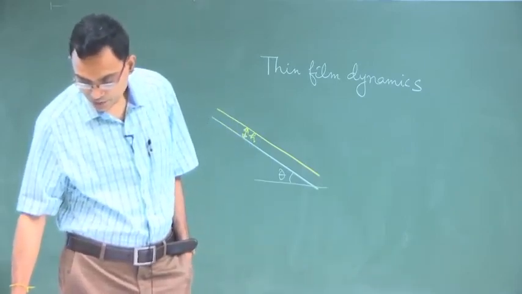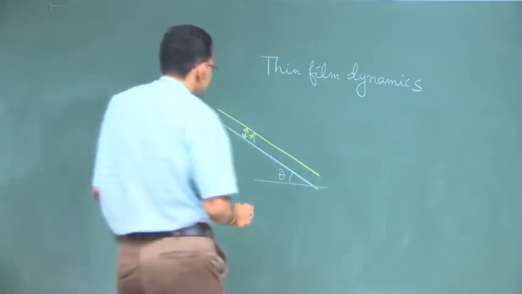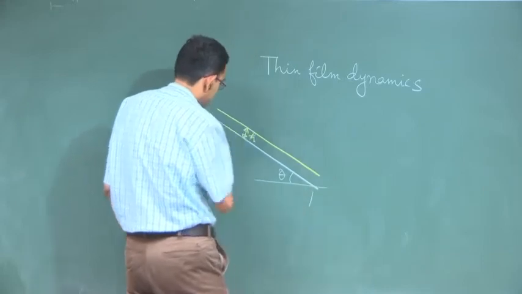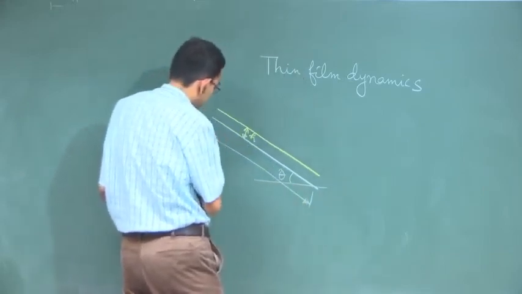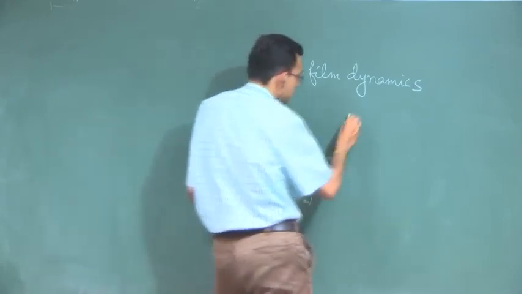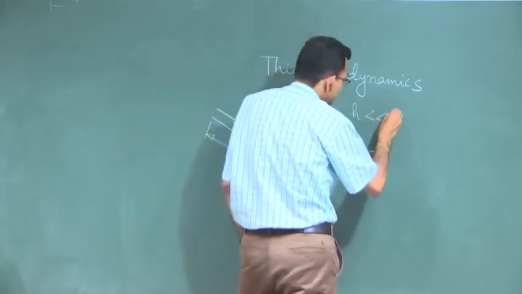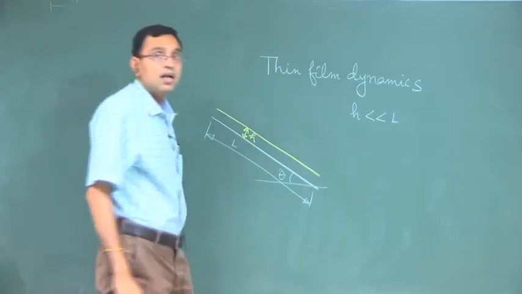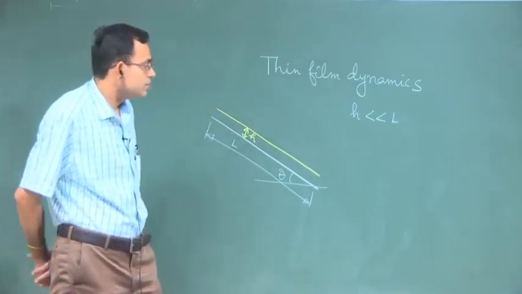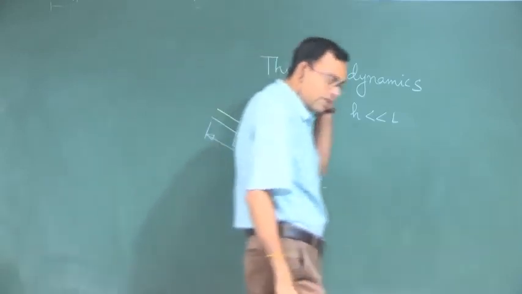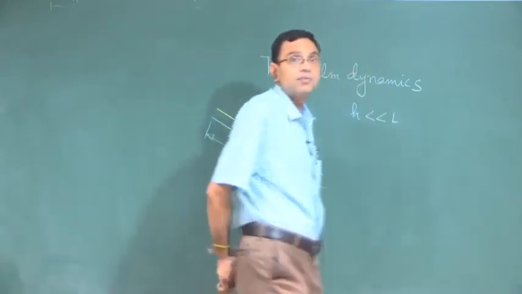and the only constraint that I am putting here is that this h is much less than the length. So, that defines it as a thin film.